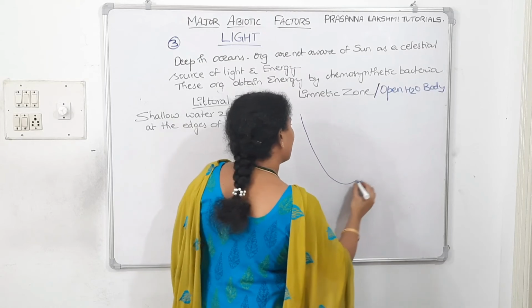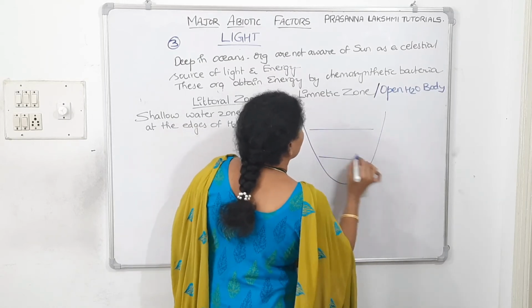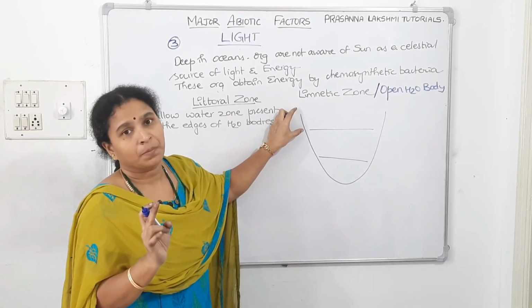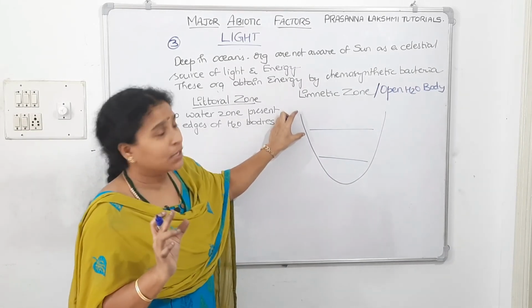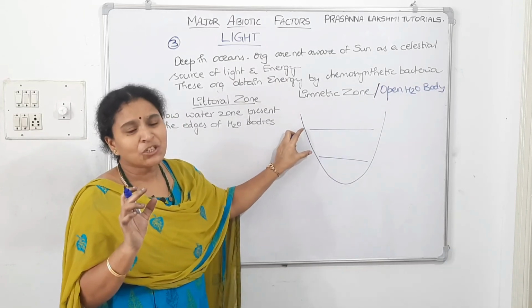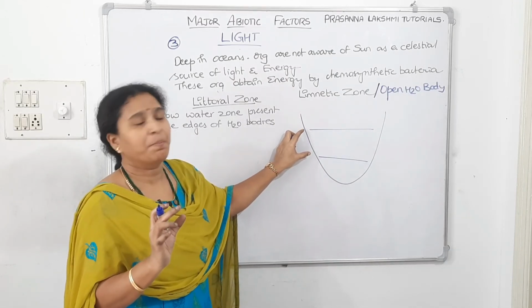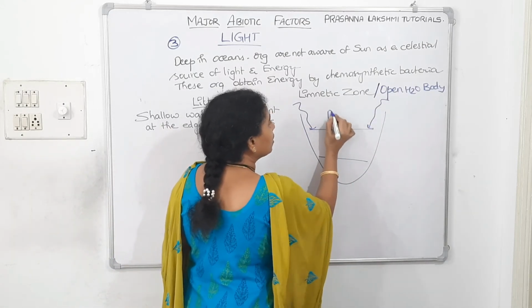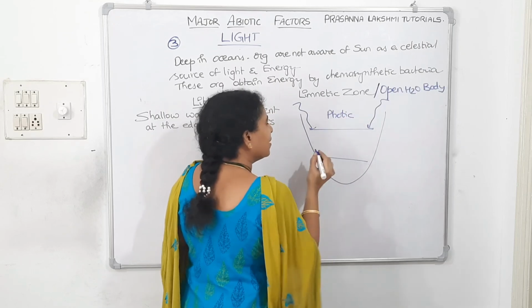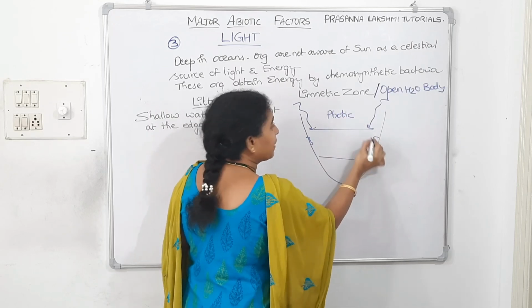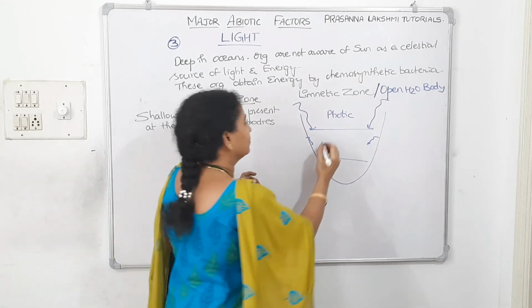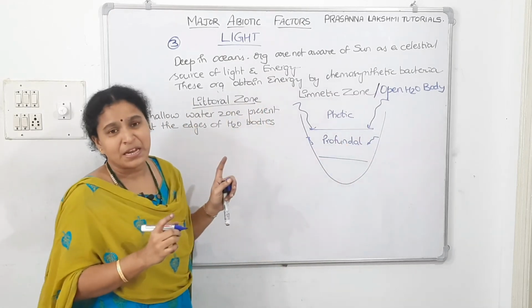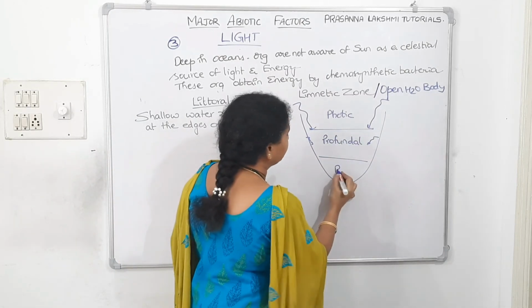Again, in the limnetic zone we have three zones. Where 100% light can penetrate is called the photic zone. Where only a little light penetrates, it is the profundal zone. Where light penetration is very less, negligible, it is called the benthic zone.